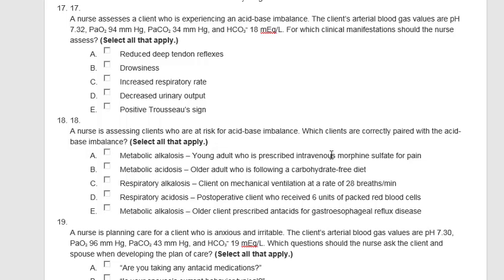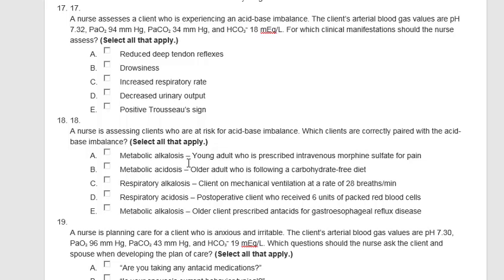Number 18, the nurse is assessing clients who are at risk for acid-base imbalance. Which clients are correctly paired with the acid-base imbalance? Okay, so metabolic alkalosis, a young adult who is prescribed IV morphine for pain. If he's got IV morphine, it's going to decrease the respiratory drive. You're going to hold on to the CO2. You're going to have a respiratory acidosis.